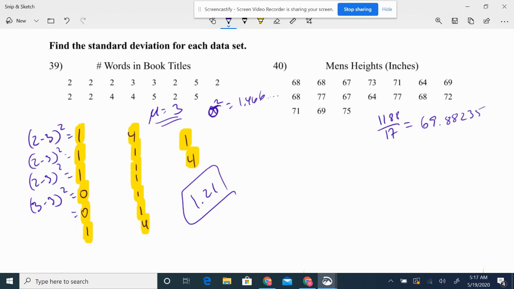Okay, so I'm going to do each of my numbers. So I'm going to do 68 minus my average and square it. My second number, I'm going to go 68 minus my average and square it. And I'm going to go 67 minus the average and square it. Then I'm going to go 73 minus the average and square it. I'm going to do that to each of my numbers.